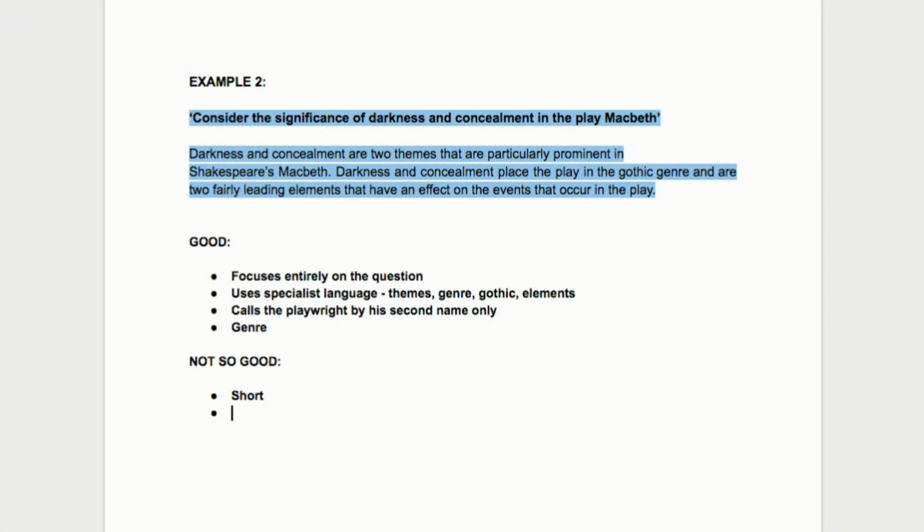It needs to give you a thesis as well. So it gives you a weak thesis that they are quite significant, fairly leading elements. This creates a kind of basic thesis, but it doesn't really give you anything more than that. So it needs a stronger thesis, essentially. It needs something stronger. So darkness and concealment are fairly significant, but not the most important part of Macbeth. Or darkness and concealment are totally what Macbeth is about. Something that is a strong personal response to that question.